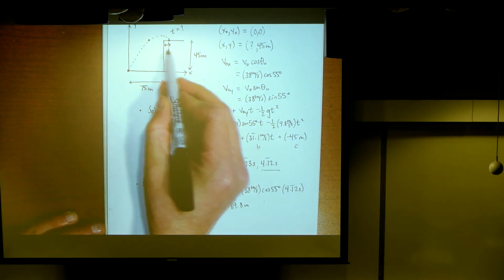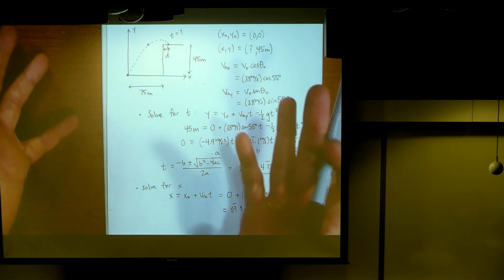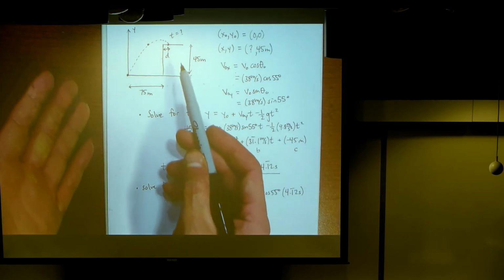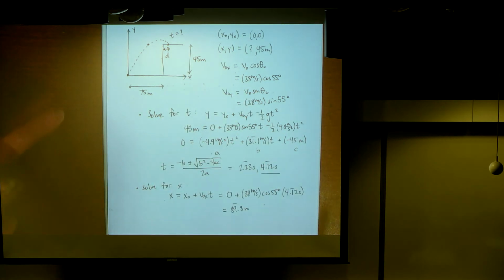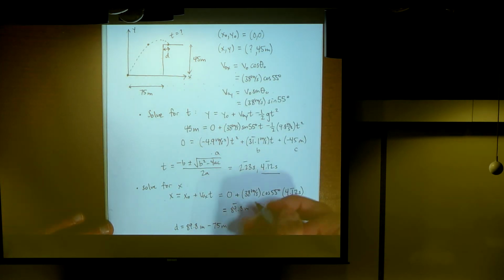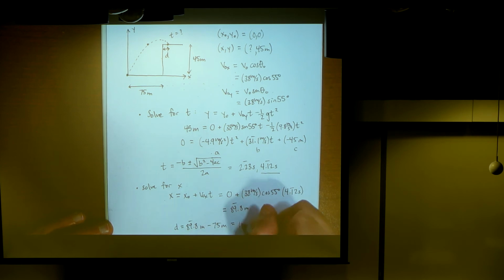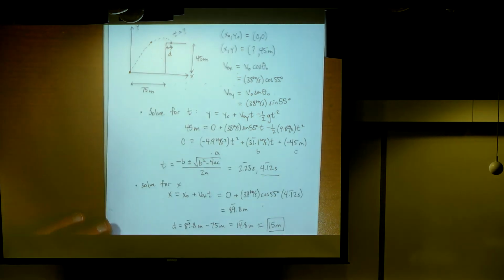I'm trying to solve for this distance d, right? That's not the total distance the projectile has traveled. It's the total distance minus 75 meters. So d is the distance we found, 89.8 meters minus 75 meters. So that's just how far onto the roof we go, not how far total we go. And was that 14.8? But we'll round that to a nice 15 meters. So we make it about 15 meters onto the roof this way.